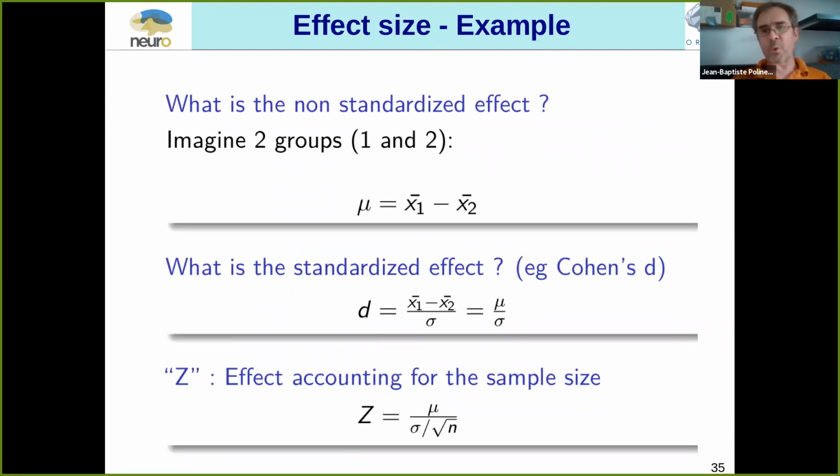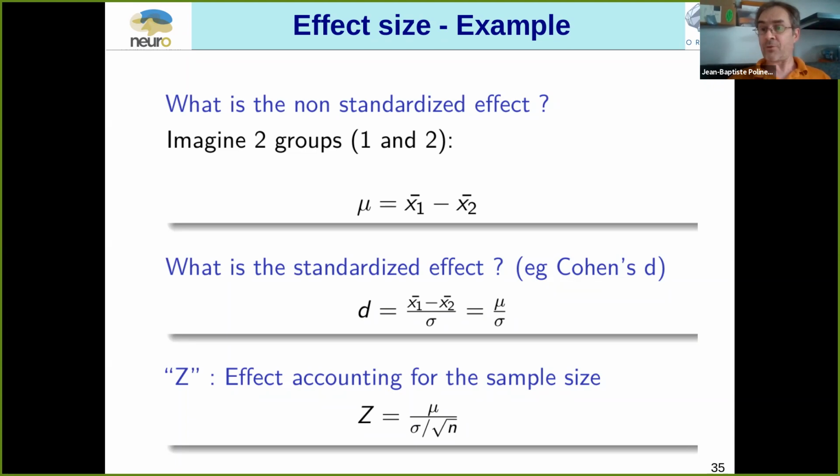I want to go back to a reminder of what the effect size is, and I think you all know it. In the classical setting of two groups, the mean of group one and the mean of group two, the effect size should be something like the difference between the means. That's easy, that's the raw effect size. The classical way people report effect size is to standardize that difference using the standard deviation of the data. Let me just reemphasize, of the data, and not of the means.